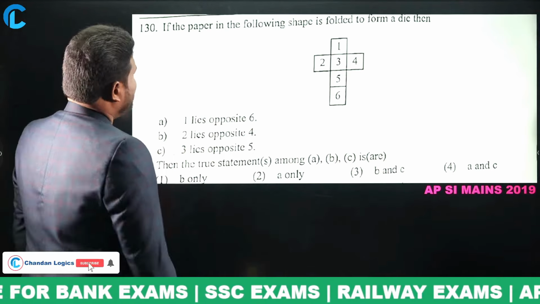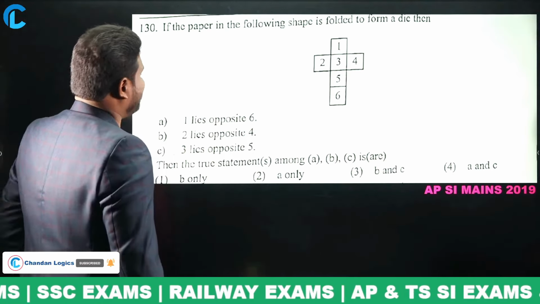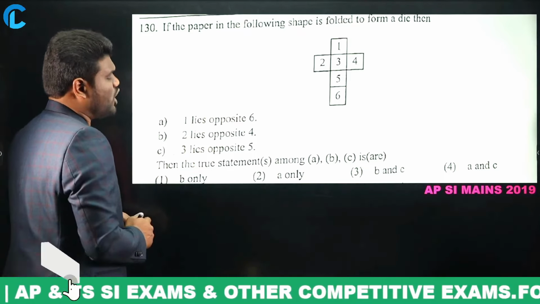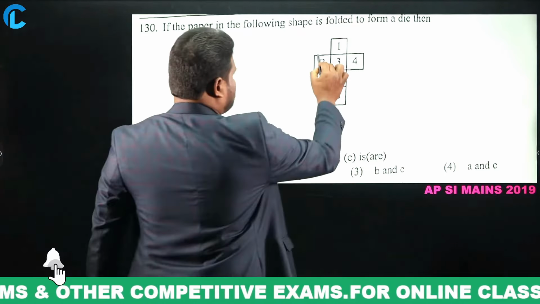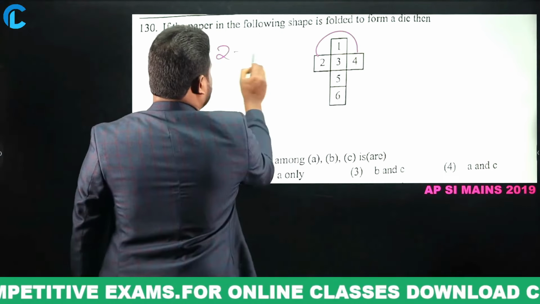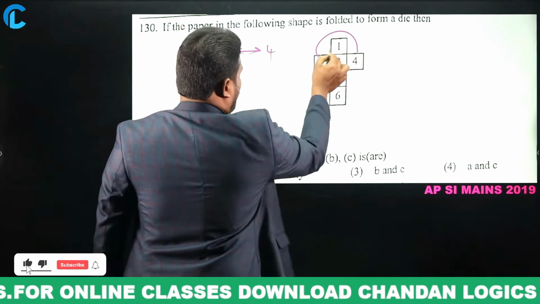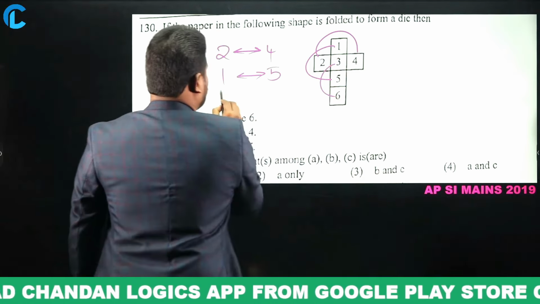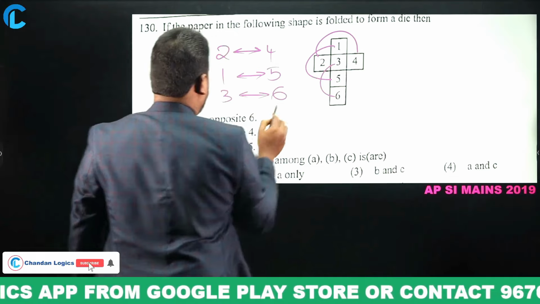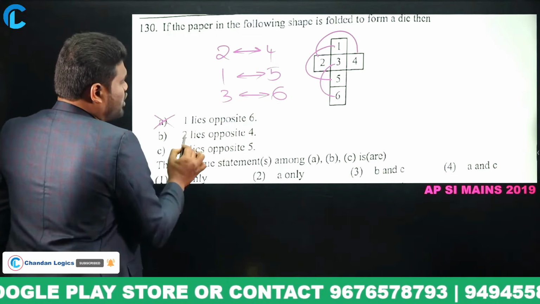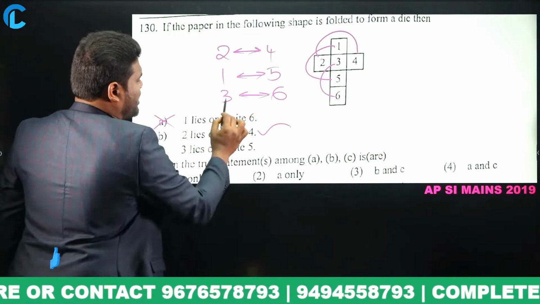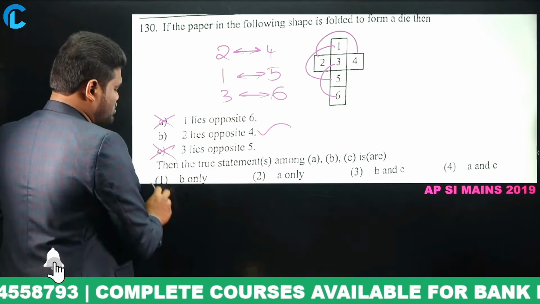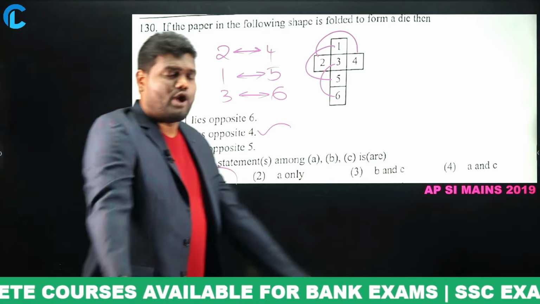Next one, look here. If the paper in the following shape is folded to form a dice, then which is possible, which is not possible, they're asking. Now look here, 2 alternate 4, which means 2 opposite is 4. Next, 1 alternate 5, which means 1 opposite is 5. 3 alternate 6, which means 3 opposite is 6. Now look here, 1 opposite 6, wrong answer. 2 opposite 4, right answer. 3 opposite 5, wrong answer. Then I can simply say only B is correct. So B only is our answer.